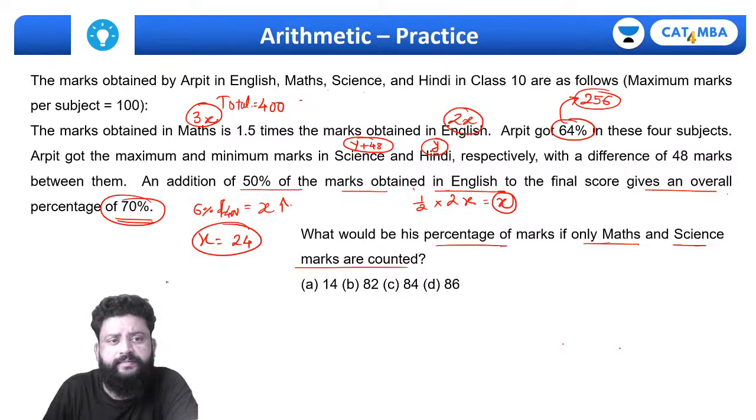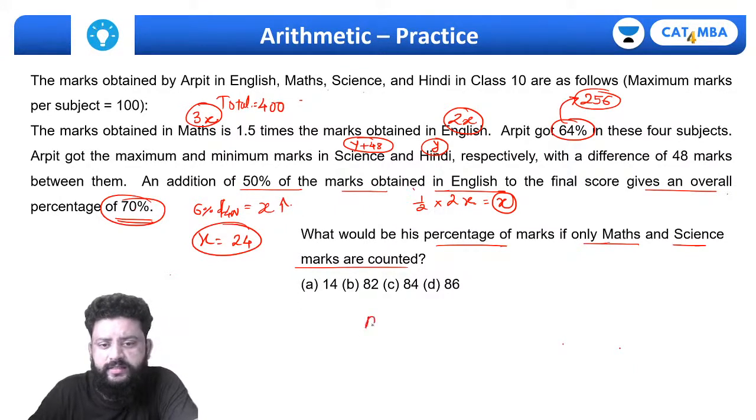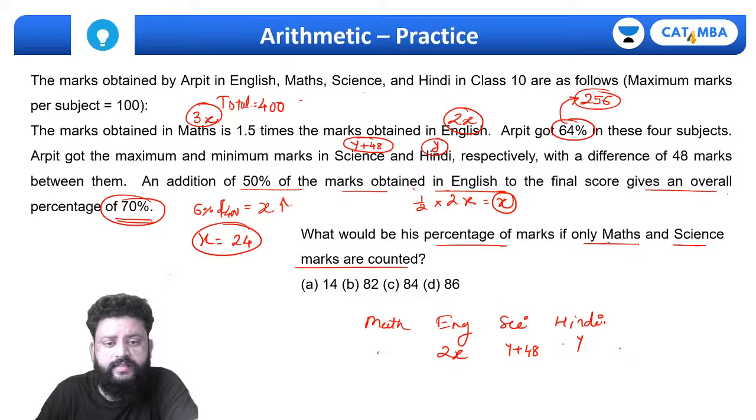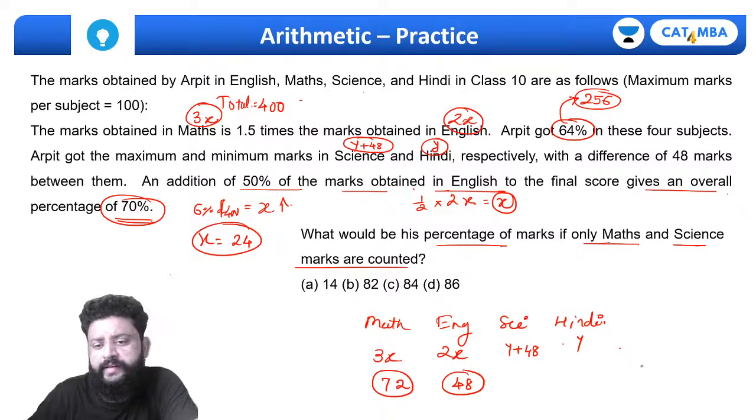x अगर 24 है तो मैं यहाँ पे लिख देता हूँ मैथ्स, इंग्लिश, साइंस एंड हिंदी. Hindi is y, this is y plus 48, this is English which is 2x, and this is 3x. X is 24, so English is 48, this is 72, right? Now the total score we already know, that is 256.